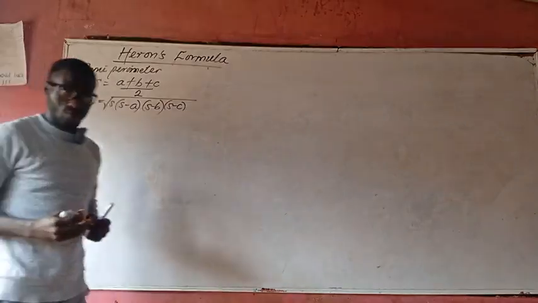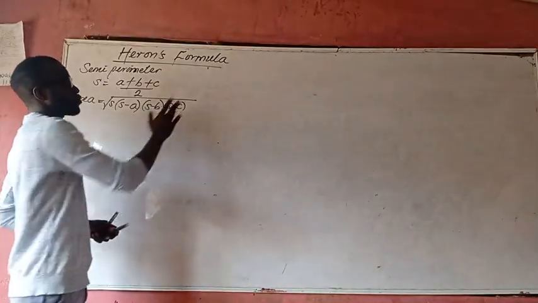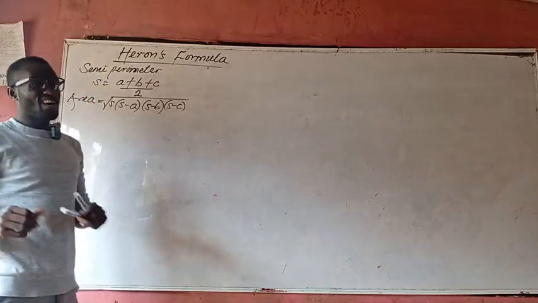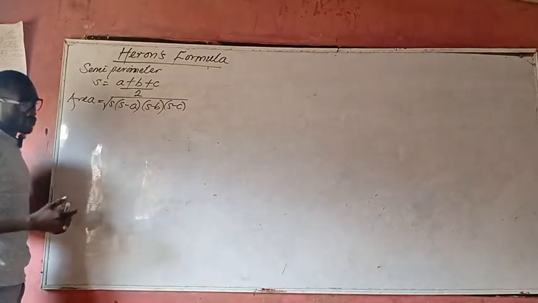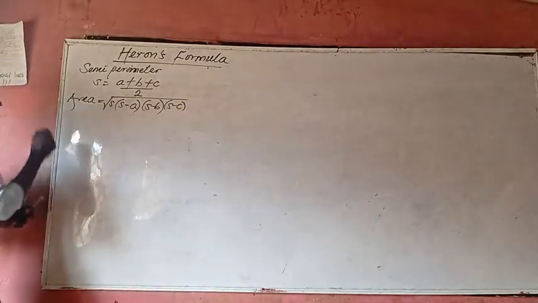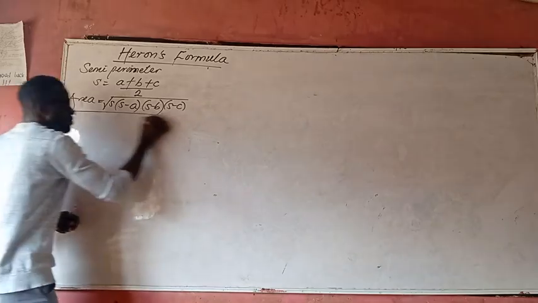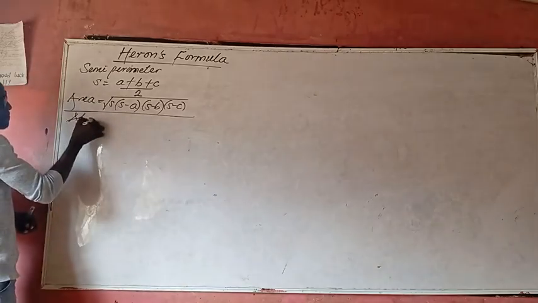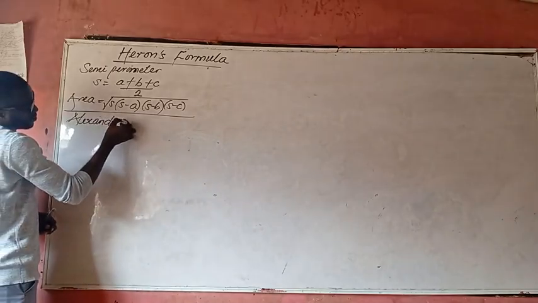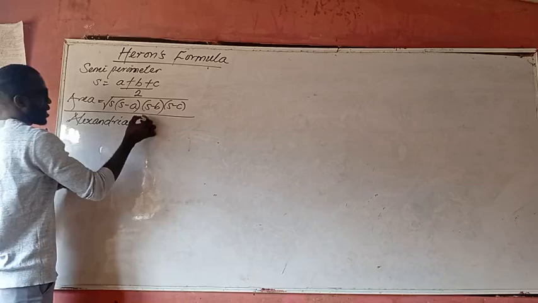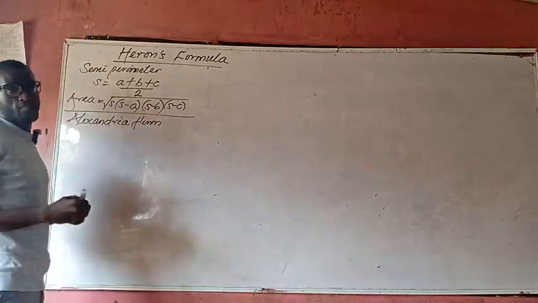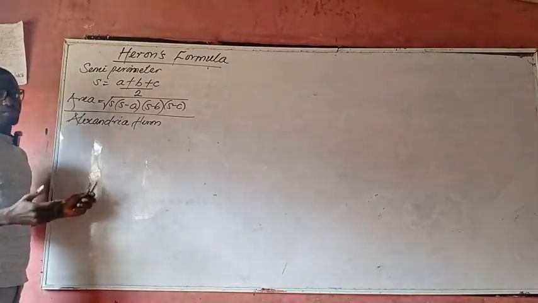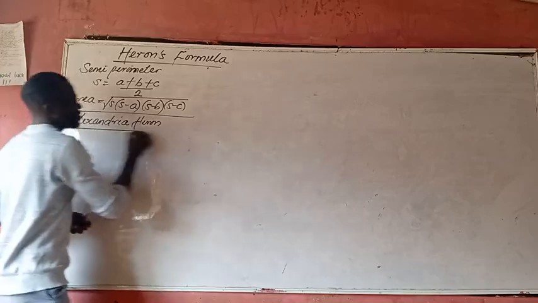Now it's very simple. Just stick with me till the end. I'm going to show you how to prove it. There are other methods of proving it, but I think this method of proving I'm going to use, you are going to understand it. Now, it was named after Alexandria Heron, just for the sake of history. Alexandria Heron, who was a famous inventor and mathematician in the 1st century. All right, so how did he prove it?